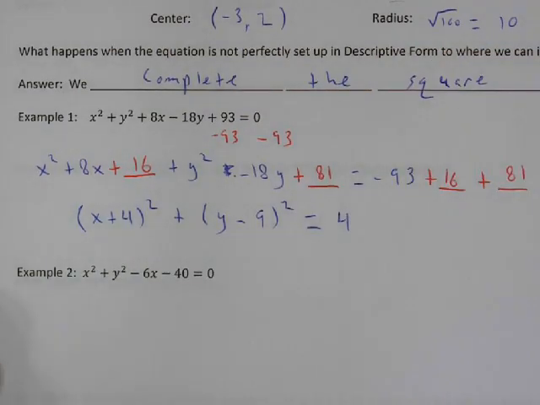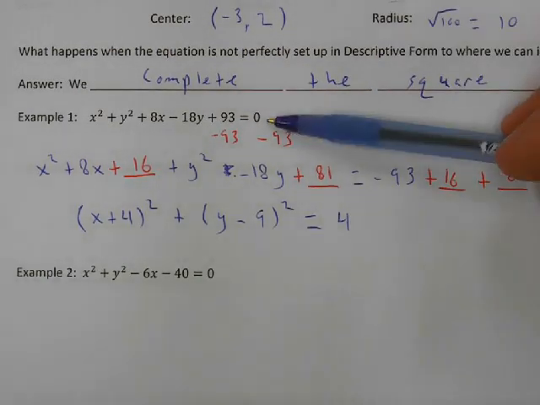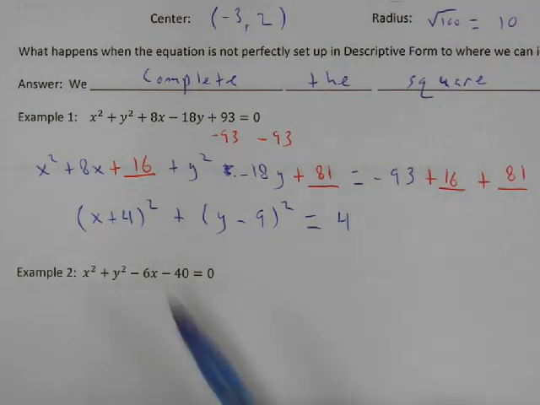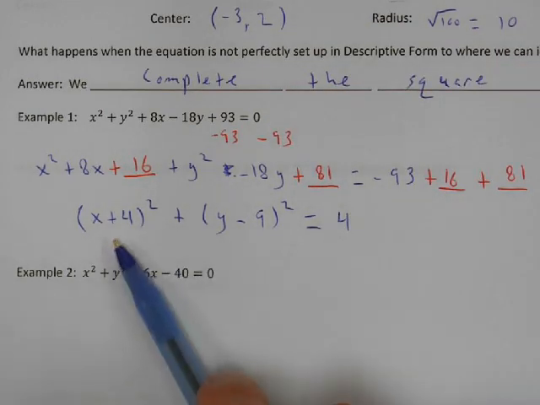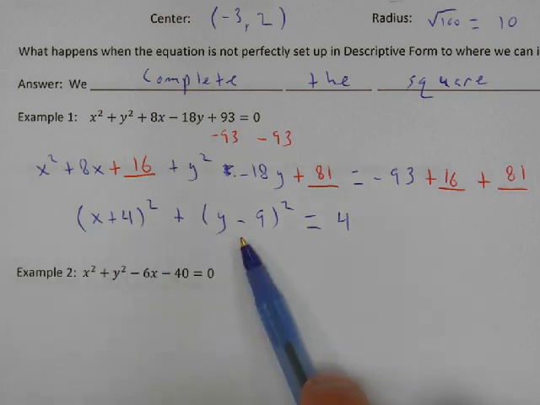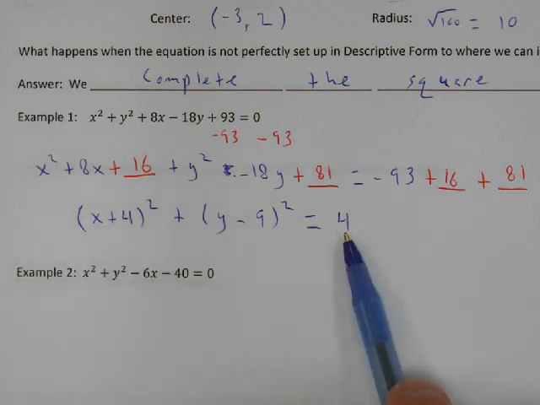Okay? And then, well, when we first got our equation, what's the center and radius? I don't know, I can't tell. But now, what's our center and our radius? Our center is going to be at negative 4, 9, and our radius is going to be 2. Okay, so once we get it in standard form, it's easy to get the pieces that we want.